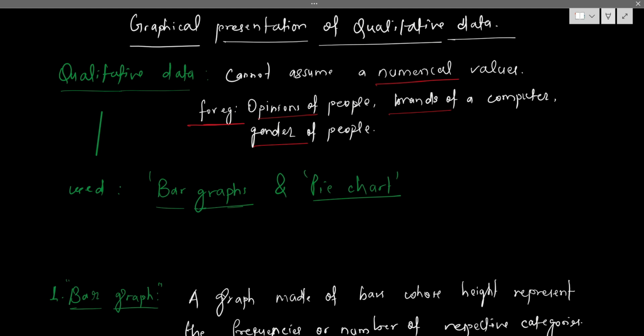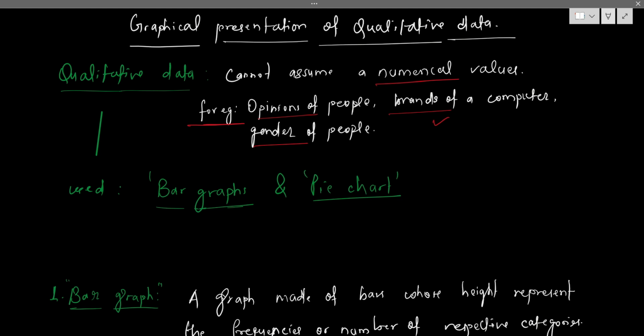So how is it qualitative data? Because if you take the opinion of the people, they give their own opinion in descriptive form, and we cannot transform it into numeric form. Similarly, if you talk about the brands of computers, we have the HP brand, Dell brand, but it cannot be represented in numeric form. Similarly, the gender of people, male or female, is not a numeric value. In this way it is considered qualitative data.